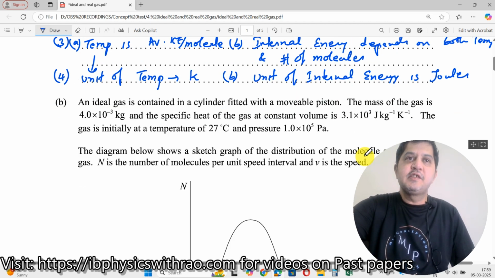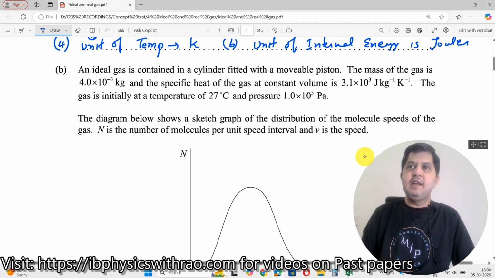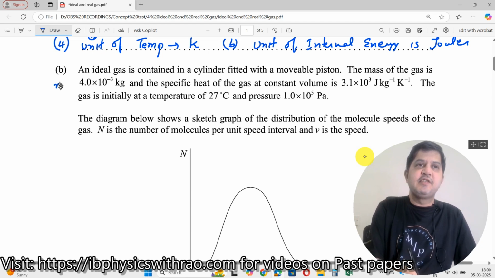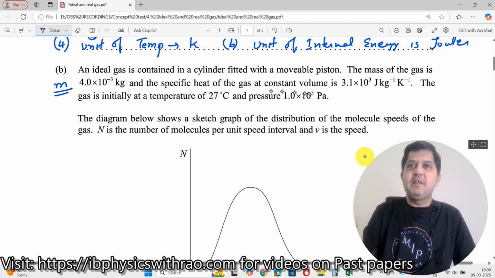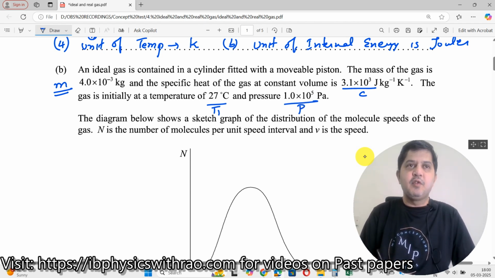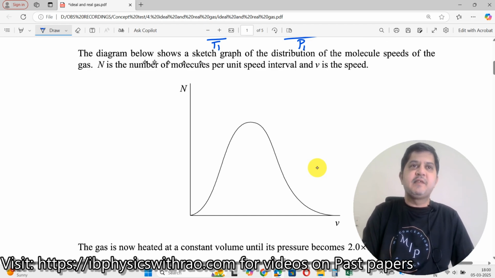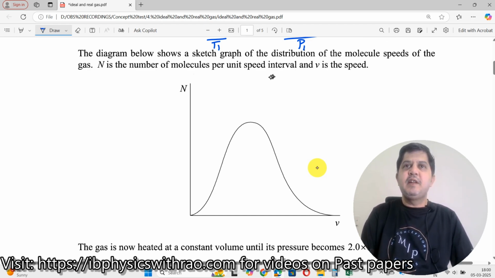Then second question: an ideal gas is contained in a cylinder fitted with a movable piston. The mass of the gas is given, this is your mass m, and the specific heat of the gas is given here, this is c. The initial gas is at a temperature of 27 degrees centigrade, let us say T1. If the final temperature is also given, then I can find T2 minus T1. That's not given over here. The pressure is given, so since I have written T1 here, I'll write T1 also here. The diagram shows a sketch of the distribution of the molecule speeds of the gas. N is the number of molecules per unit speed interval, and v is the speed. So everything is given over here.